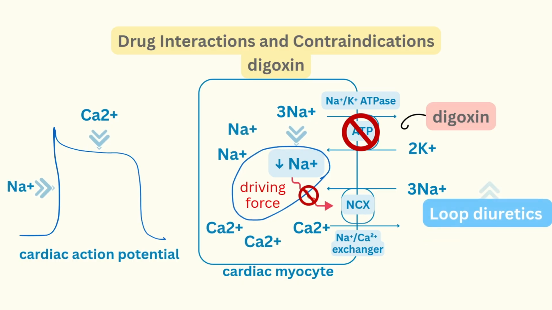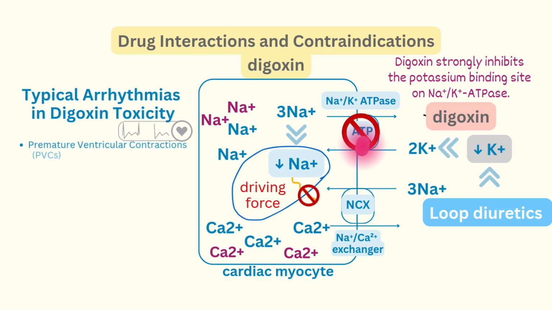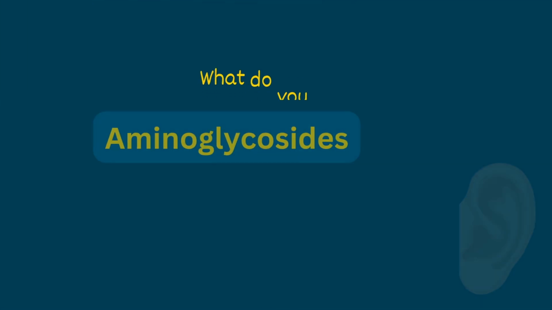With loop diuretic-induced hypokalemia, digoxin blocks the sodium-potassium ATPase even more strongly. Sodium rises inside the cell, the sodium-calcium exchanger slows down, and calcium overloads the cell. Contractility increases, but the price is a dangerous risk of fatal arrhythmias.